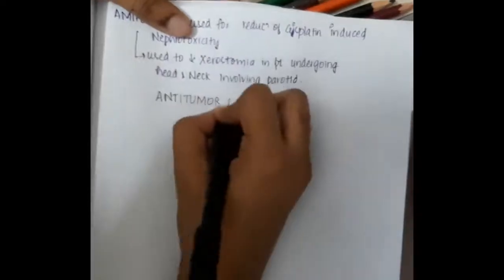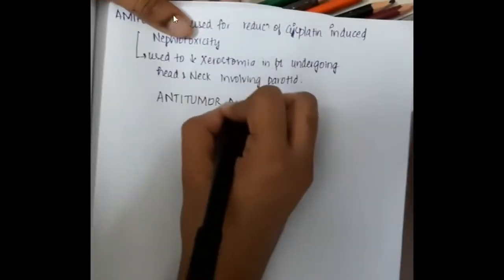Then the next important drug is amifostine. This is amifostine, which is used for reduction of cisplatin induced nephrotoxicity. As I have said, cisplatin causes nephrotoxicity as a side effect. So in order to decrease this cisplatin induced nephrotoxicity, amifostine should be used, and amifostine is also used to decrease xerostomia in patients undergoing head and neck cancer treatment involving the parotid.